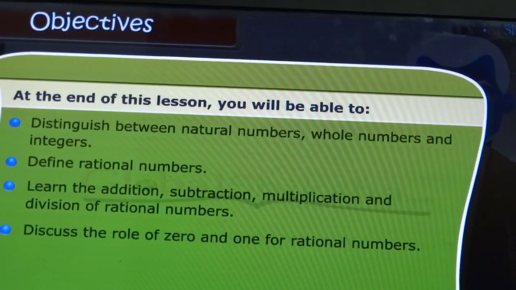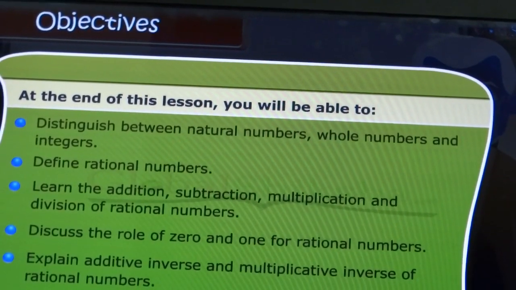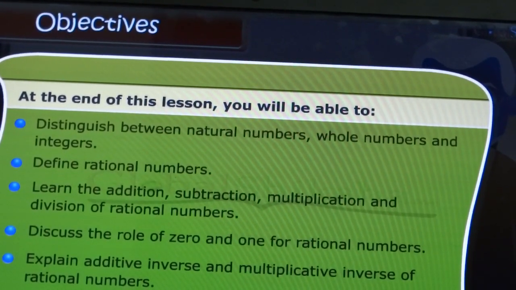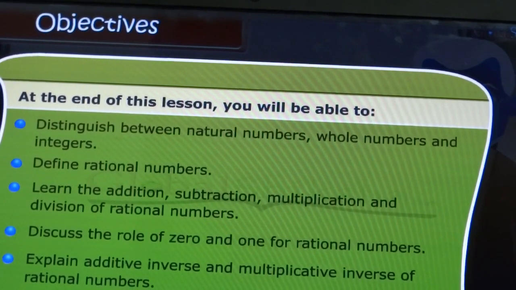Discuss the role of 0 and 1 for rational numbers. Explain additive inverse and multiplicative inverse of rational numbers. Find rational numbers between any two given rational numbers.